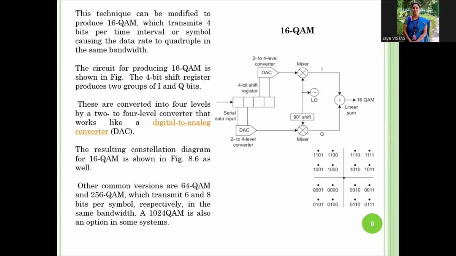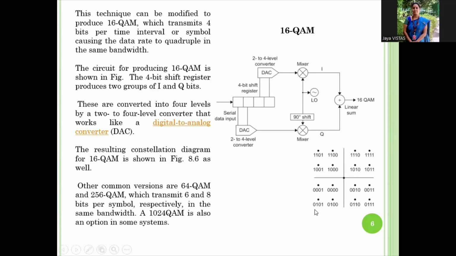Okay. So here 16 QAM. We have already seen the 4 QAM. 4 QAM means it is a 2-bit combination: 0, 0, 0, 1, 1, 0, 1, 1. Here 16 QAM means it's a 4-bit combination. This technique can be modified to produce 16 QAM, which transmits 4 bits per time interval or symbol, causing the data rate to quadruple in the same bandwidth.